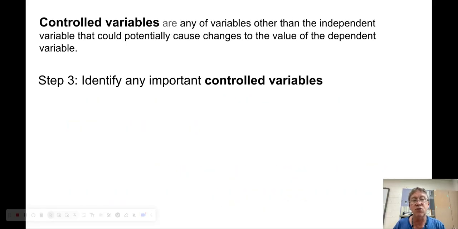Now, let's talk about controlled variables. A controlled variable is any variable other than the independent variable that could have an influence on the magnitude of the dependent variable. So what else could cause the dependent variable to have different values? In this case, you're going to learn that mass wouldn't change anything, it turns out, but we haven't gotten there yet. But in this case, what definitely could?